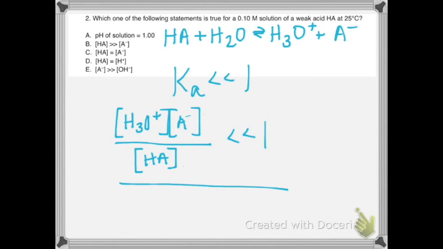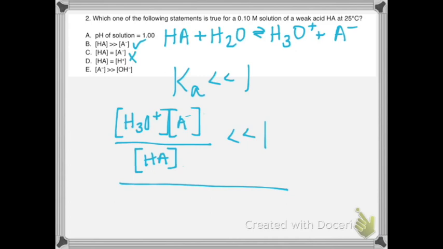So that tells me that the second answer seems to check out. But if we look at C, it suggests that HA would be equal to A minus, and that wouldn't be true either, because we know with the weak acid we're just getting a little tiny amount of dissociation, making C and D false.